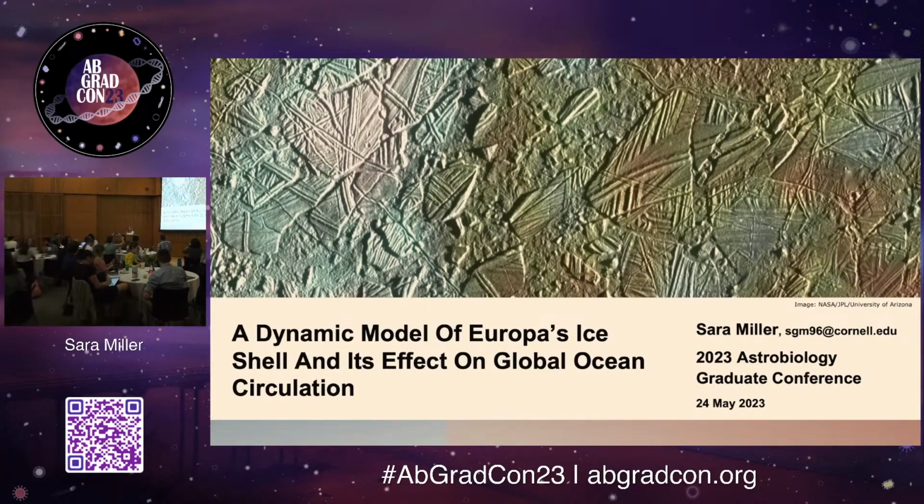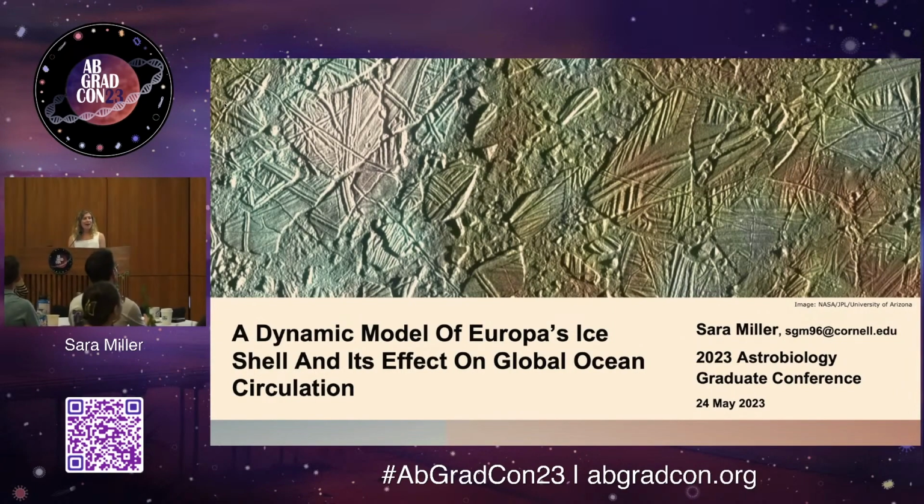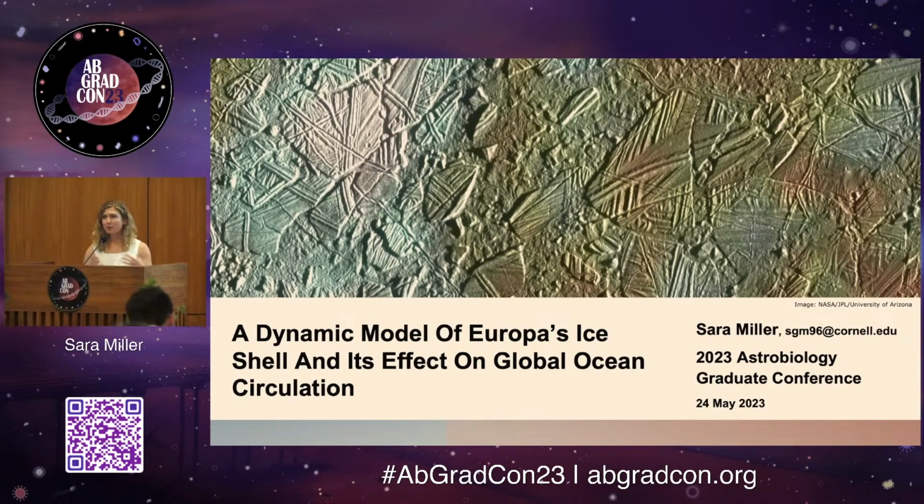I'm Sara Miller. I'm working with Professor Brittany Schmidt at Cornell University, and I am working to build a global circulation model for the ocean at Europa.